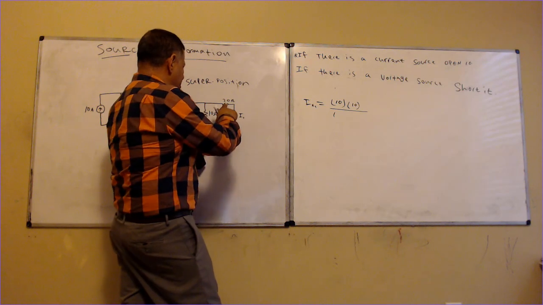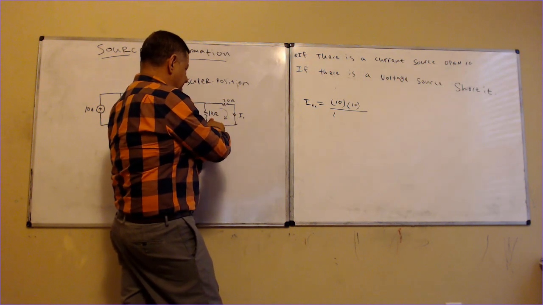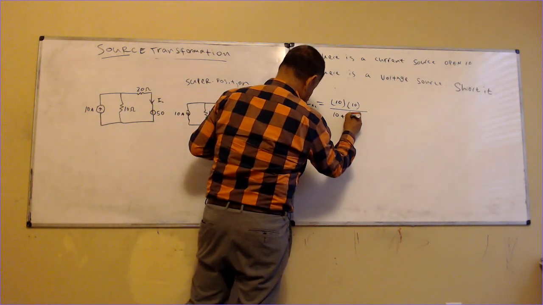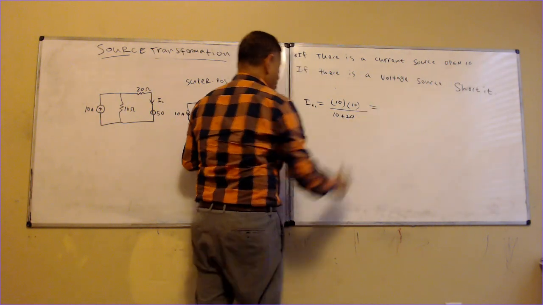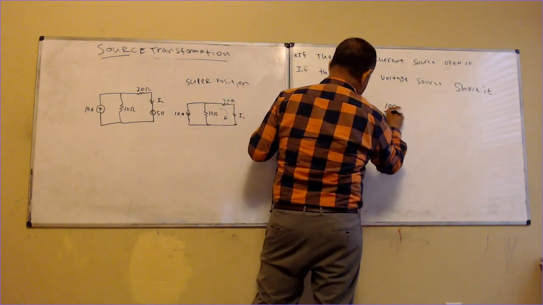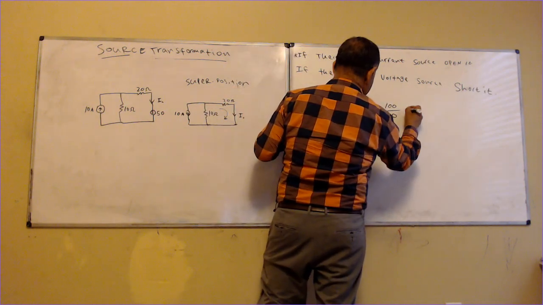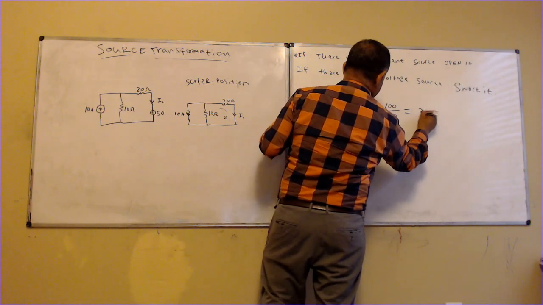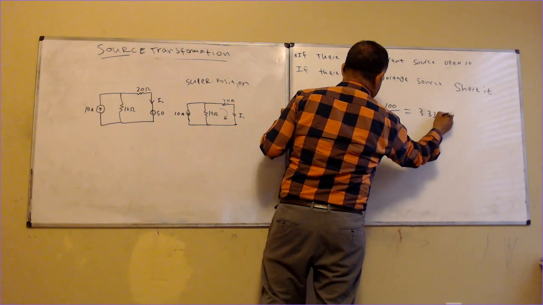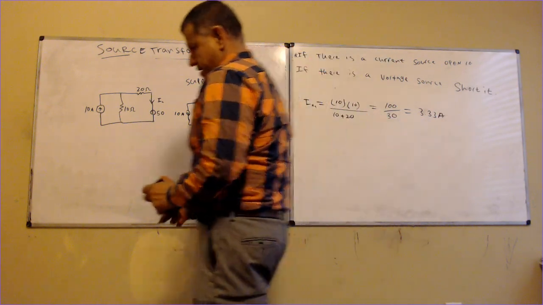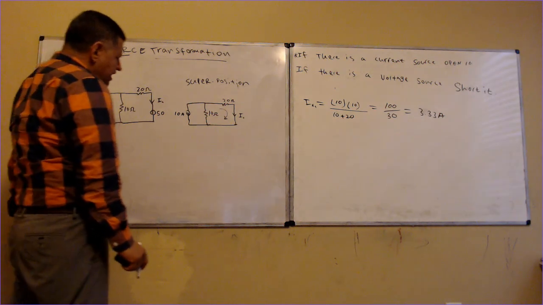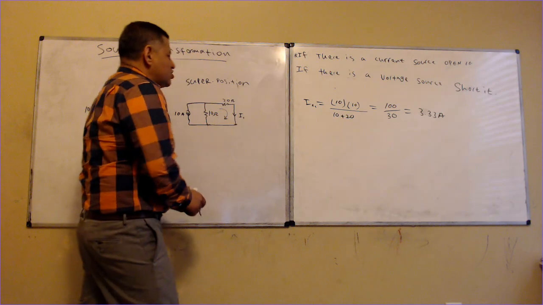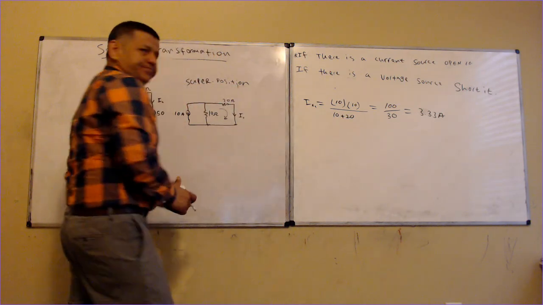Which one don't I care about? The 10, plus the one that I care about, which is going to be 10 plus 20. That is equal to 100 over 30, which is equal to 3.33 amps. Okay, so now we have that, and that is called Ix1.